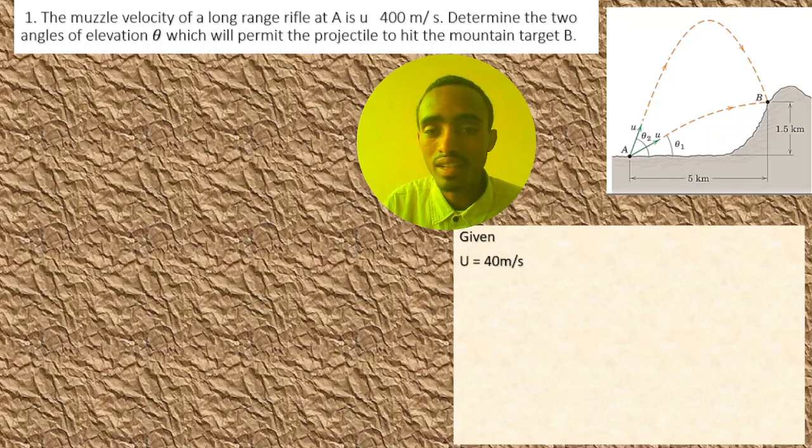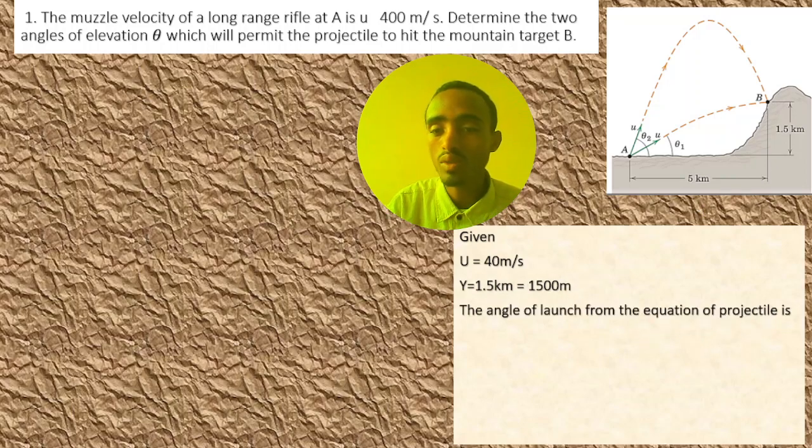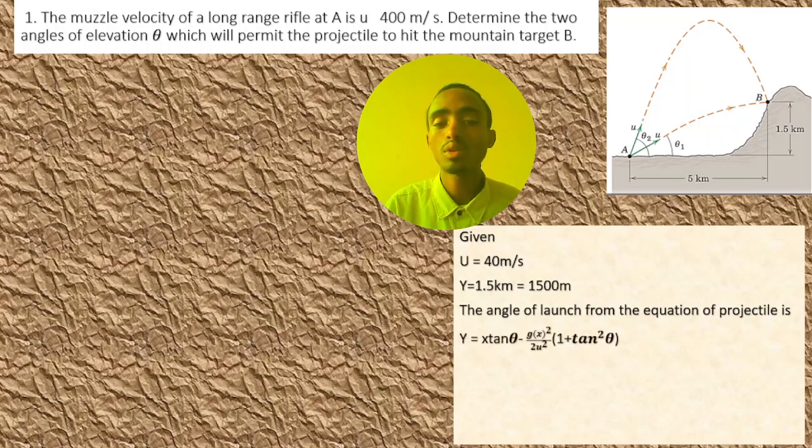We are given the initial velocity is 400 meters per second, not 14 here. You can correct it by yourself. And y is equal to 1.5 kilometers. Simply, the height is 1.5 kilometers, which is 1,500 meters, and the angle of launch from the equation of projectile is given, which is y equals x tan theta minus g x squared over 2 u squared times (1 plus tan squared theta), which is a given equation. We can simply substitute the given values into this equation and determine the required angle theta.